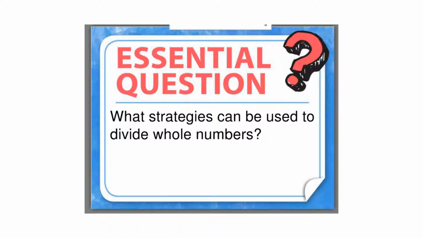Okay, so here's our essential question: the strategies that can be used to divide whole numbers. Just like it's been for all the other 8 lessons of this chapter, each day we're learning a different strategy that can be used to divide whole numbers. The strategy we're going to talk about today is for when you have bigger numbers that you're dividing under the bar and they do not necessarily go in evenly.